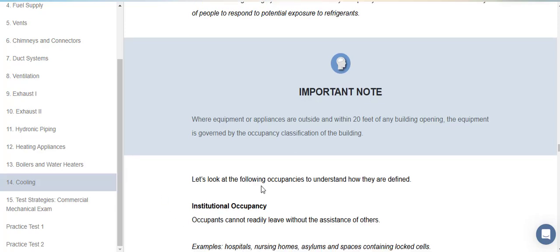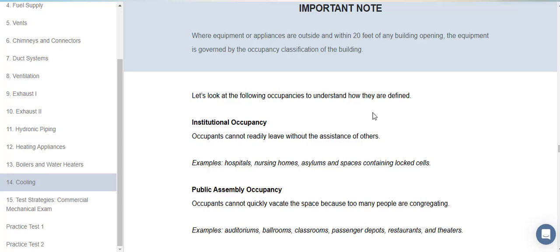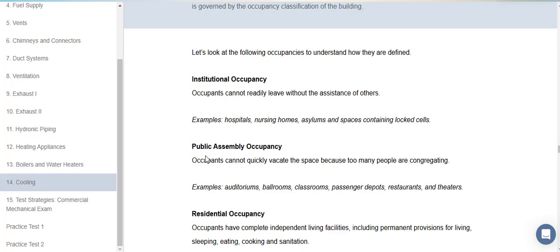Let's look at the following occupancies to understand how they are defined. Institutional occupancy: occupants cannot readily leave without the assistance of others. Examples: hospitals, nursing homes, asylums, and spaces containing locked cells.